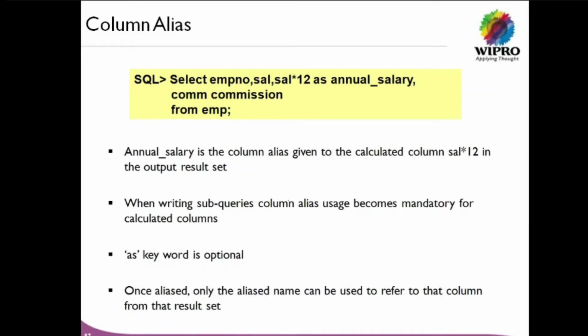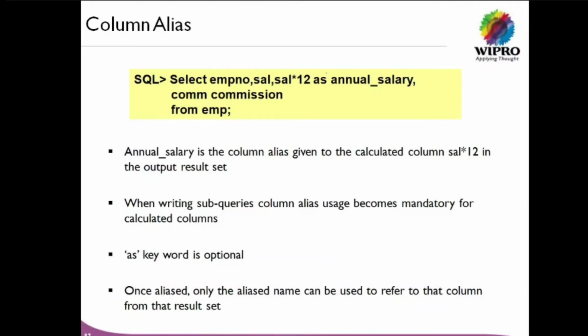For example, consider employee number and salary as the two columns, and I am multiplying the salary by 12 as annual salary. So the as keyword is optional. If you want to use the keyword as, you can use it. If any error comes in your SQL window, you just remove that as. Okay. So annual underscore salary is the column alias.